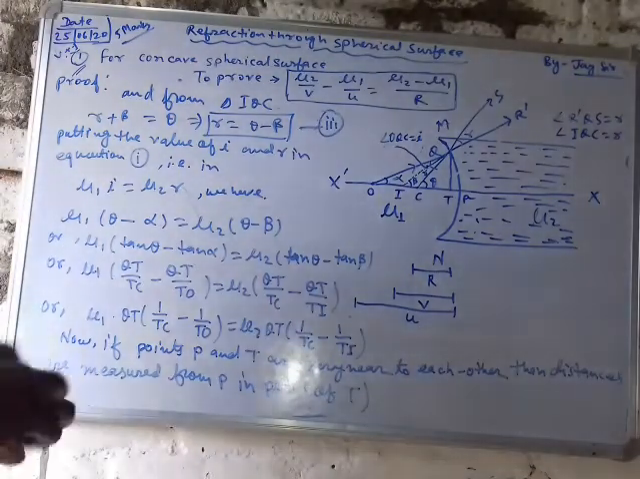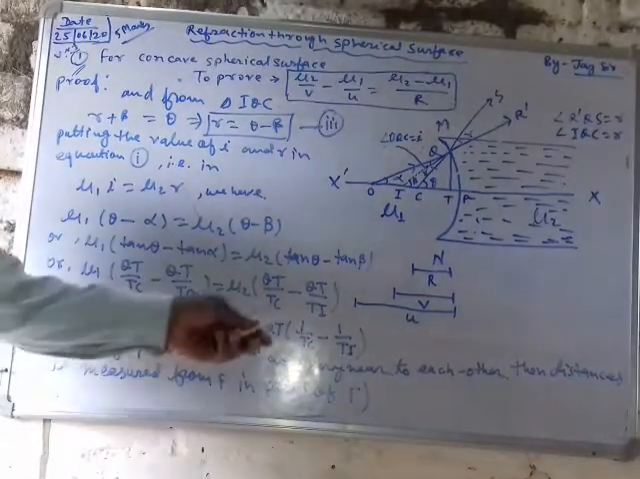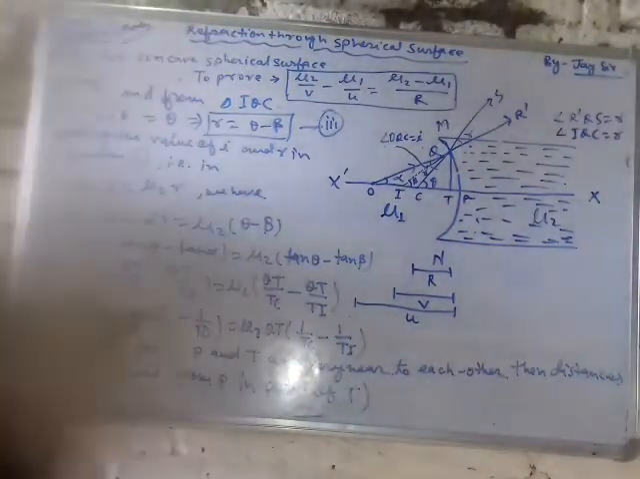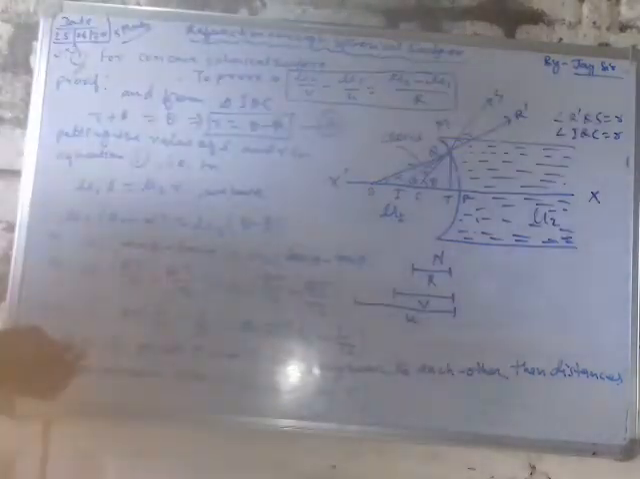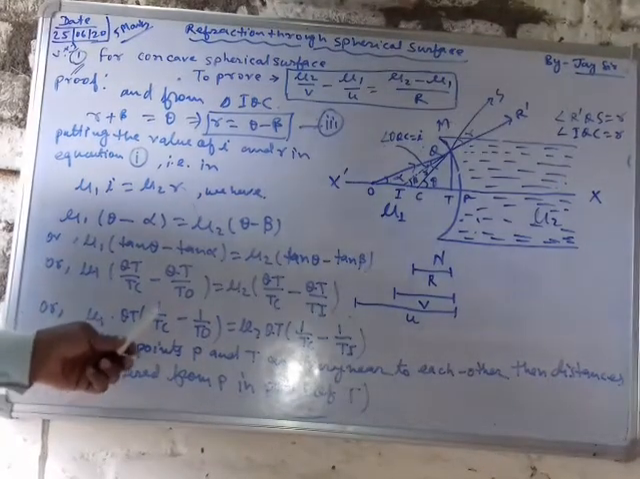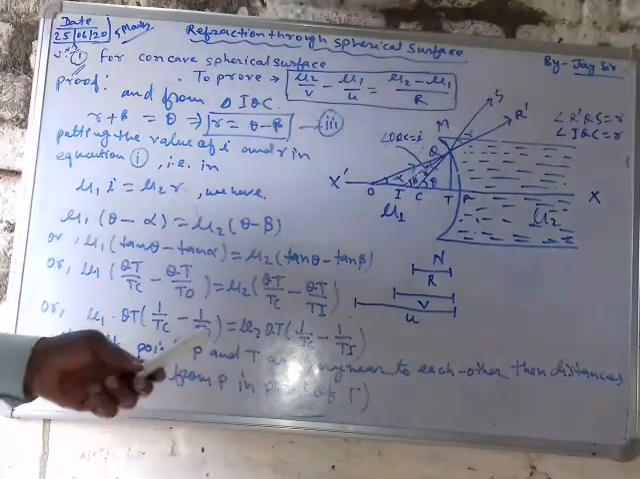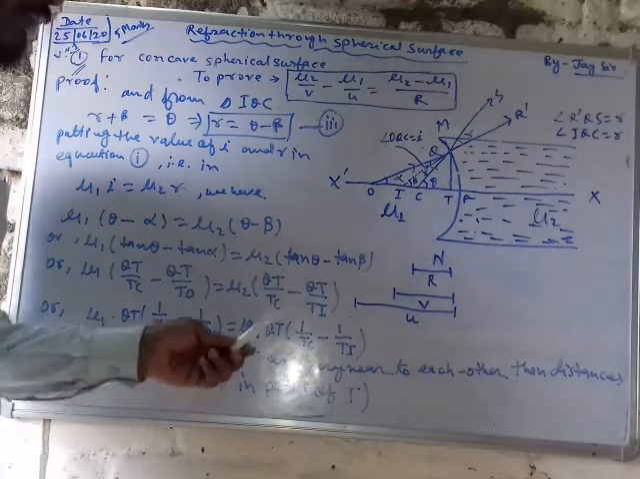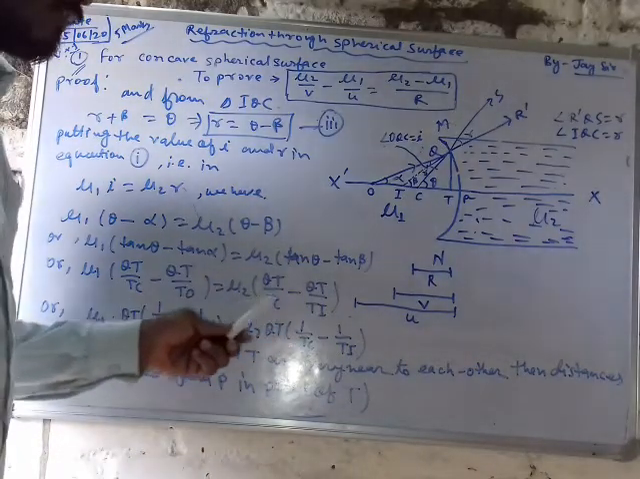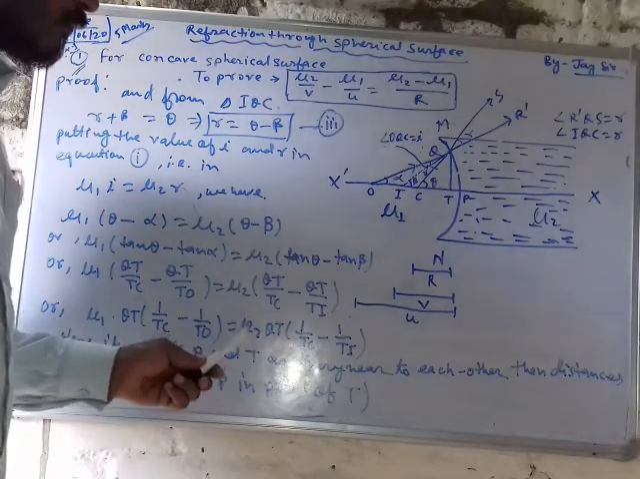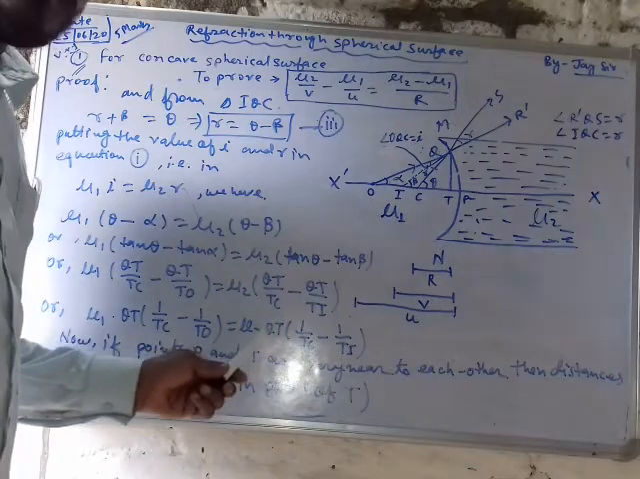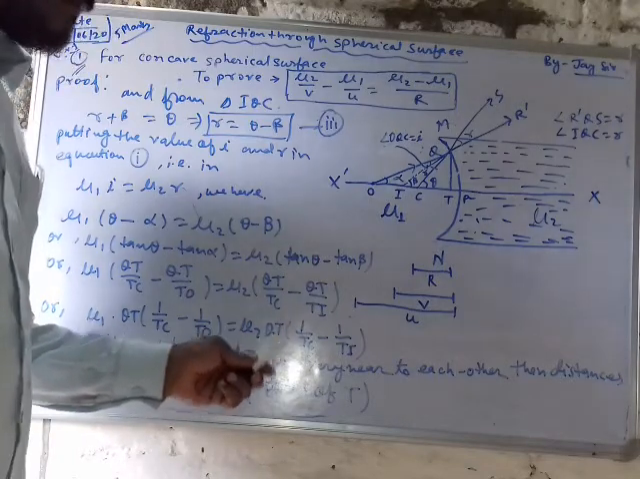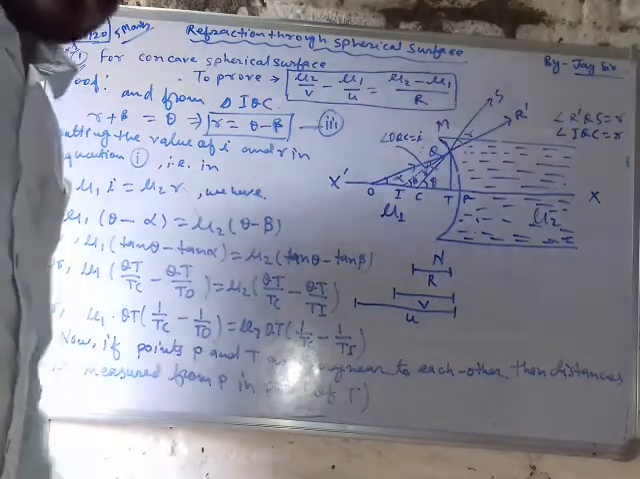Now qt is common out from both sides. So we have mu1 into qt (1 by tc minus 1 by to) equals mu2 into qt (1 by tc minus 1 by ti).